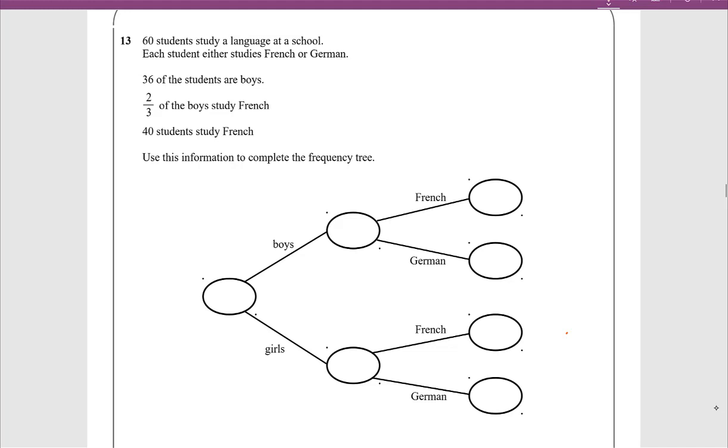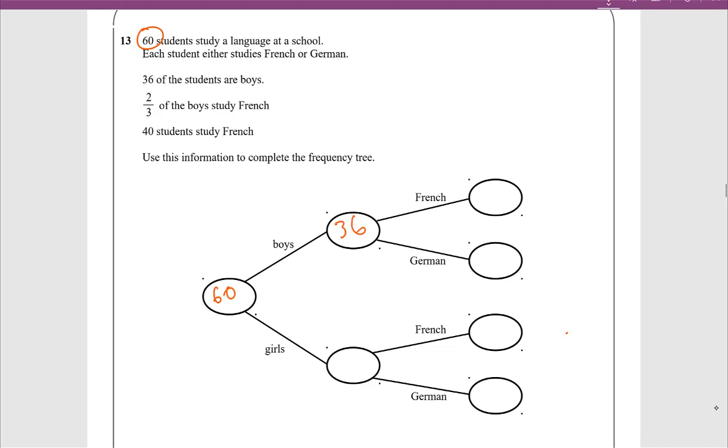So 60 students study a language at a school. So we know 60 students altogether study a language at a school. Each student either studies French or German. And when you get a question like this, always write down the information that you have and then work out the missing information. So we have 60 students altogether. That's on there. 36 of the students are boys. So we've got girls and boys. So we know that 36 of the students are boys.